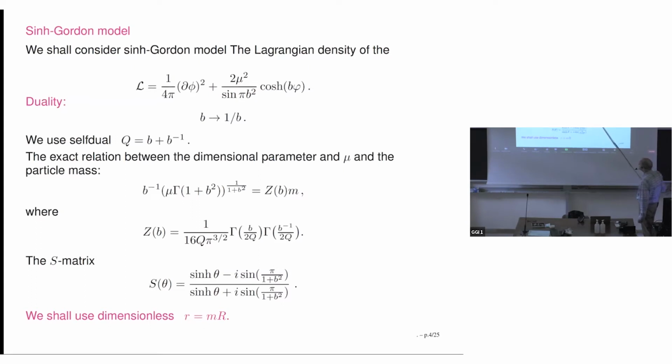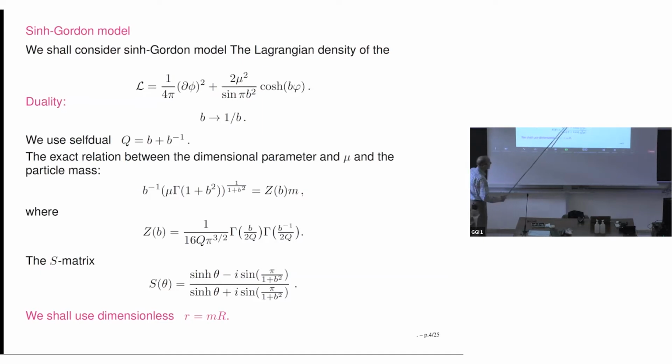So there is such a duality, an important duality here, and we'll often use the self-dual parameter B plus 1 over B. Many people know that this is an important thing, in particular in the closely related Liouville theory.